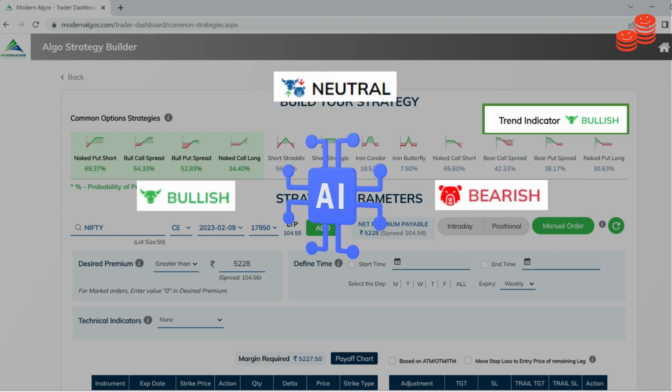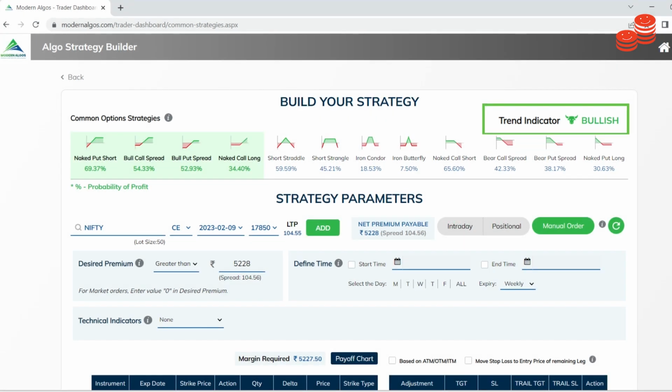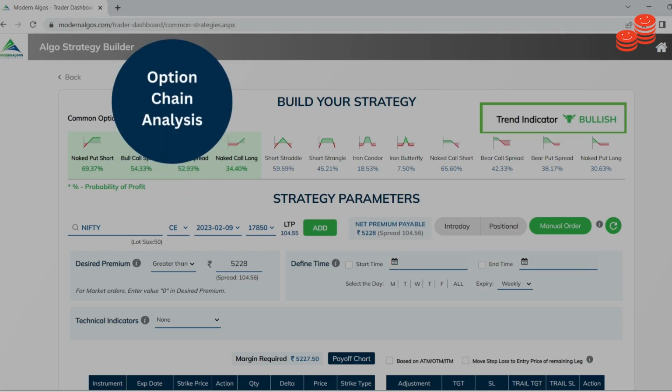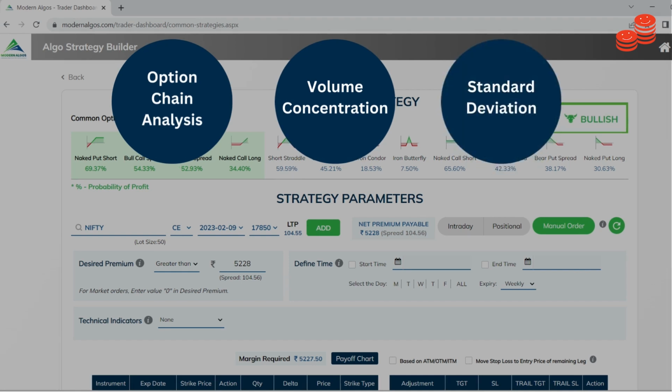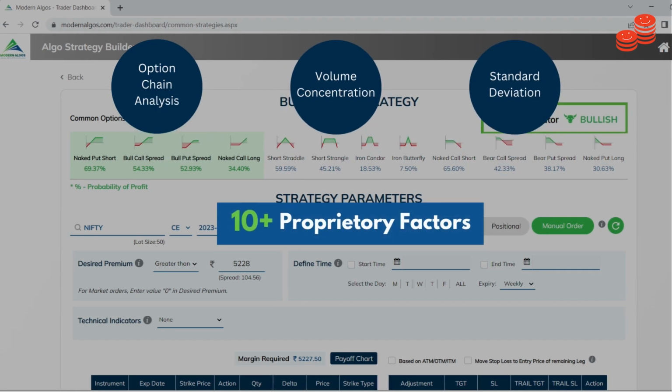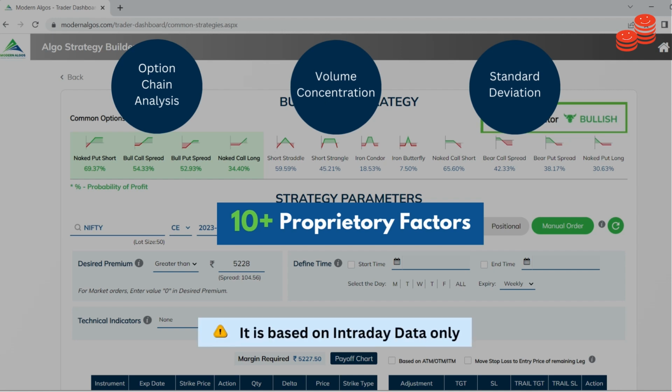Therefore, whenever you come to Modern Algo's platform, you do not have to go through charts and identify the trend. Rather, it will be scanned and displayed for you. How do we identify the trend? Based on option chain analysis, based on volume concentration, based on standard deviation factor. There are other proprietary factors which are also used in the computation along with the above 3 data points to determine the trend. Important point, it is based on the intraday data only.